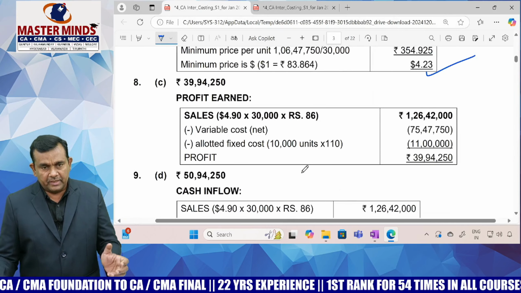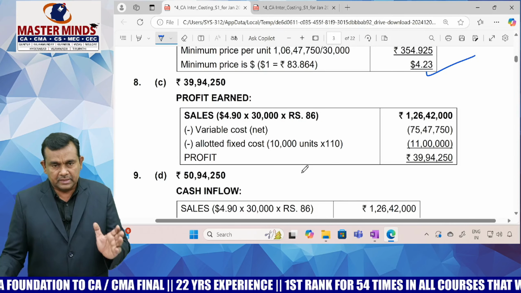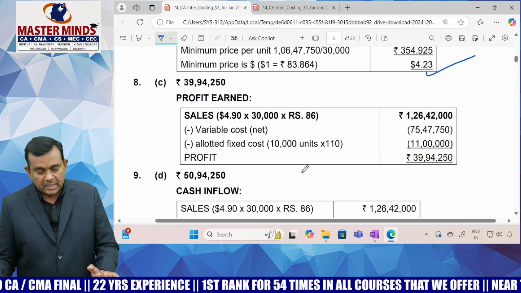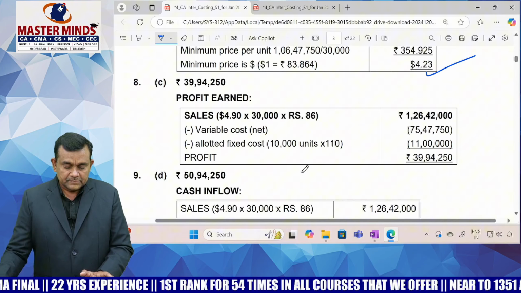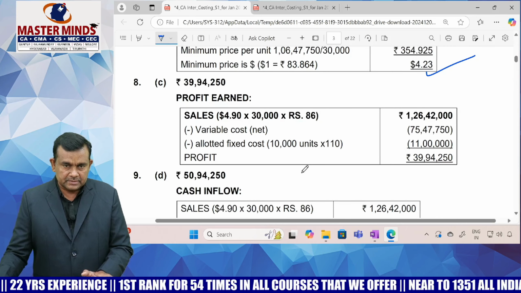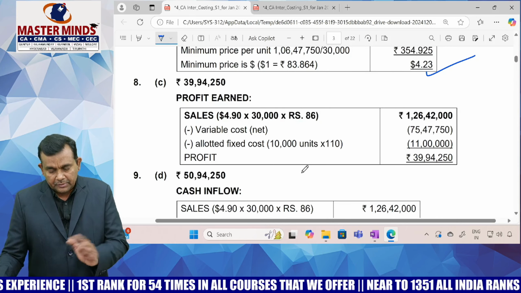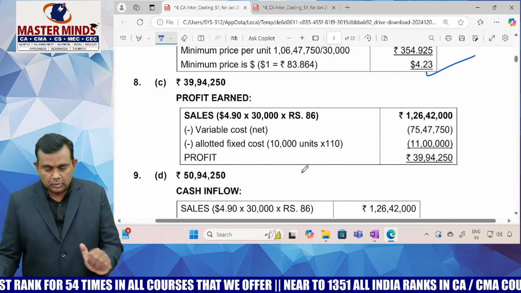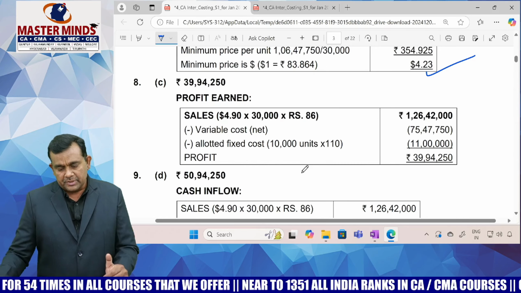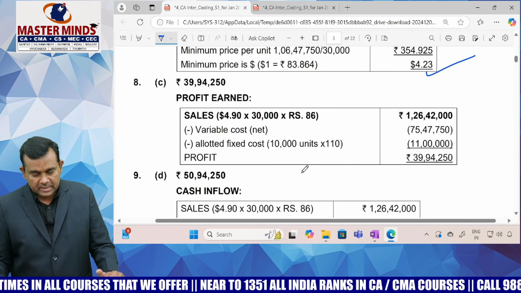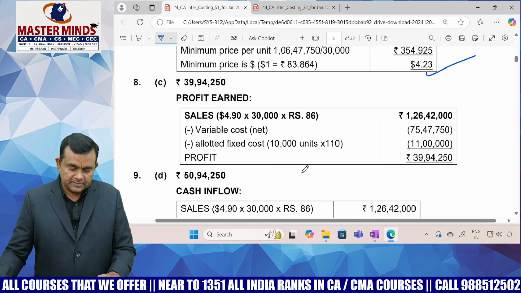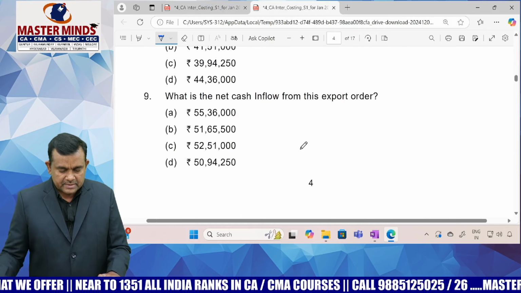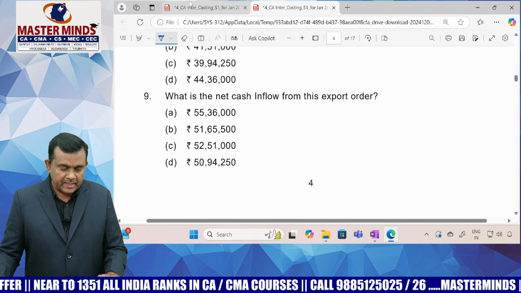Generally, profit equals sales minus variable cost, which gives contribution, less fixed cost, which gives profit. Here sales are 30,000 shirts into $4.9, giving the dollar amount, into 86 to get rupees, less variable cost already in rupees. Then we get contribution less fixed cost of 11 lakhs, and then we get the profit. This is the 8th bit, sir, answer C.